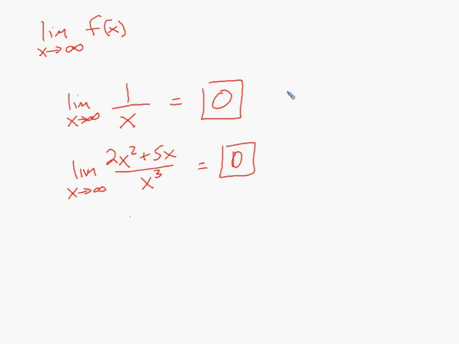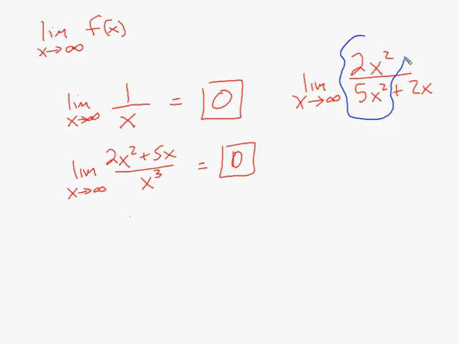Our other situation is when we have the power of x's are the same. So a situation like this. It doesn't really matter that I have this extra 2x. The function is mainly being dictated by the highest power of x, so I really just need to look at this piece. And as x gets infinitely big, I'm going to see that my limit is actually equal to the coefficients here, so 2/5 is my answer to that limit.